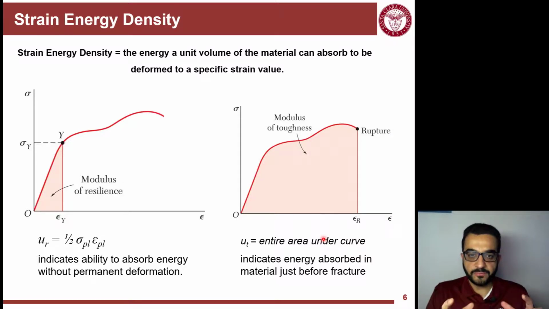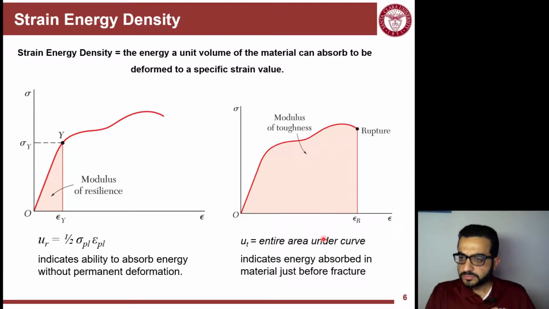This value of the strain energy density, we call it UR, or the modulus of resilience. It indicates the amount of energy that the material can absorb without permanent deformation, which is also important. I want to know how much this material can take, but at the end, I don't want it to be deformed when I remove the load.